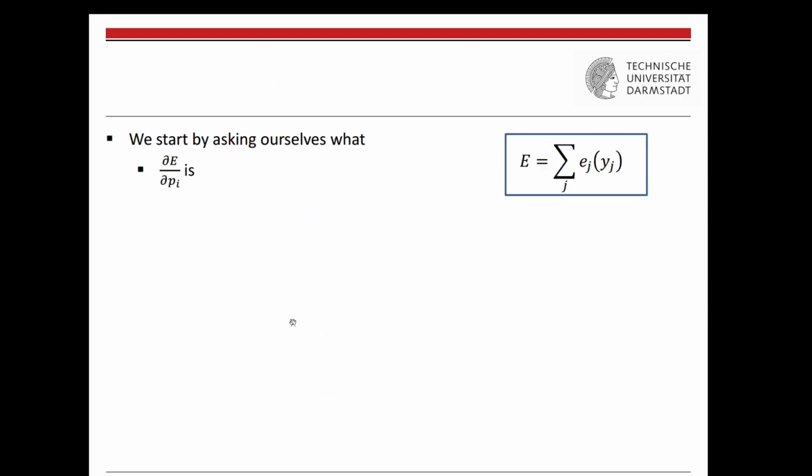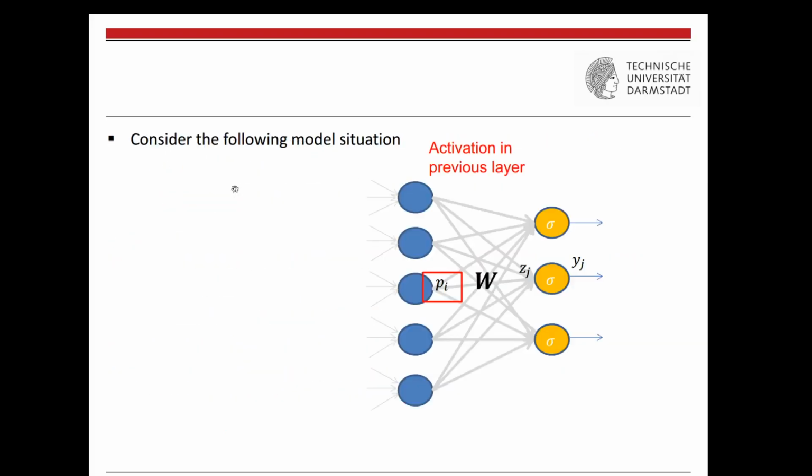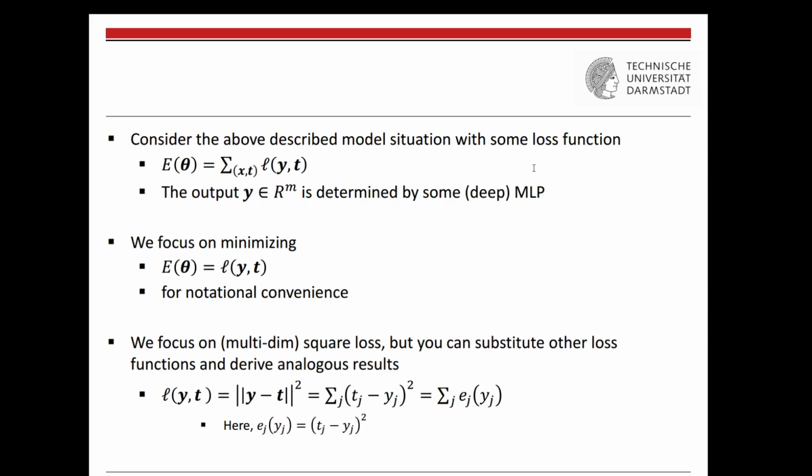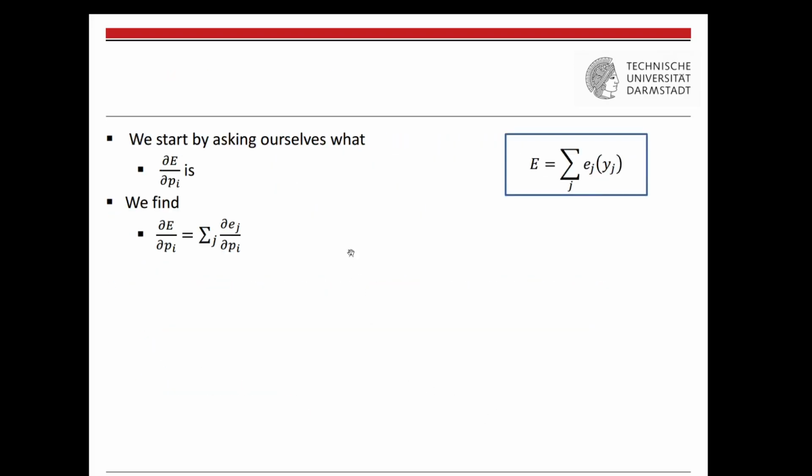all the weights in our neural network, so we have to change any given weight in the neural network, right? Good. So we start by asking ourselves, what is dE by dPi? Where again Pi was the activation in the previous to last layer, and let's see how that is given. Remember that E, the loss, was just, because of the square loss, the sum of these Ej, Yj's. So we have dE by dPi. This is given by the sum over dEj by dPi.